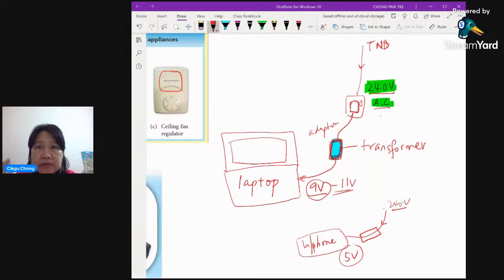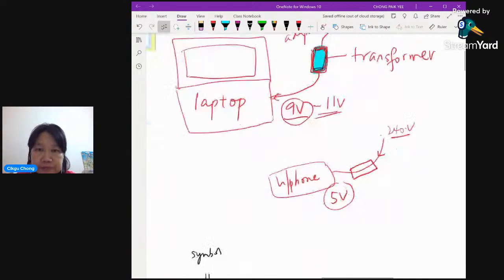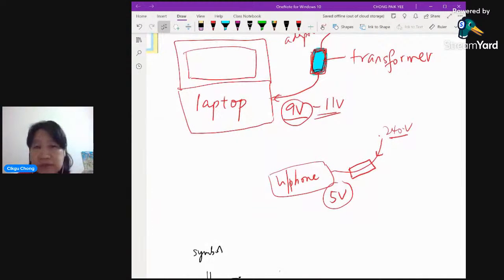So same principle also for your handphone. Your handphone probably uses about 5 volts. But again, if you plug it directly into the socket in the wall there, it gives you 240 volts. This is how strong the voltage that is supplied to our houses. Okay, in Malaysia, we use 240.